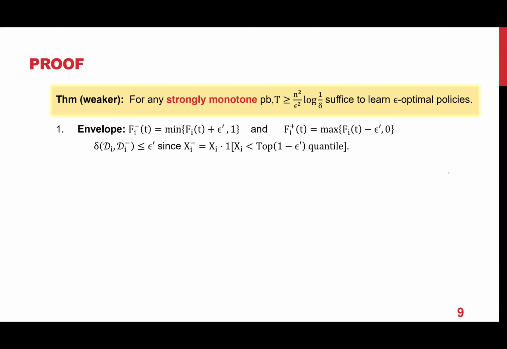In the upper envelope, I'm going to put some epsilon prime mass at 1, the maximum possible point in your support. And the reason this has TV distance at most epsilon is that you can define a simple coupling between the two, where xi minus is nothing but xi, the original, times an indicator that the random variable is in the bottom 1 minus epsilon prime quantile, or not in the top epsilon prime quantile. So by defining a simple coupling, you can argue that the TV distance is also within epsilon prime.